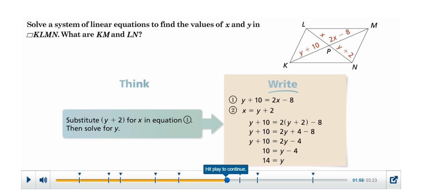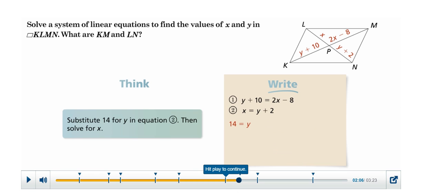Once we know y, we can plug it back in to our next equation. So we can substitute 14 for y in equation 2 and solve for x. This one's going to be much simpler for us. So take the y out of this equation here. And so we get 14 in there for y, add them together, and we get 16. And that's what our x value equals.